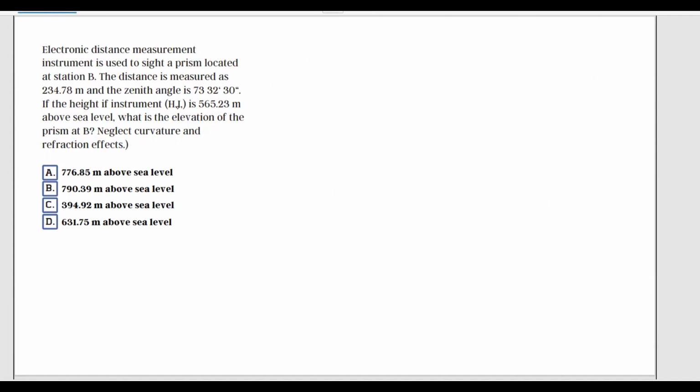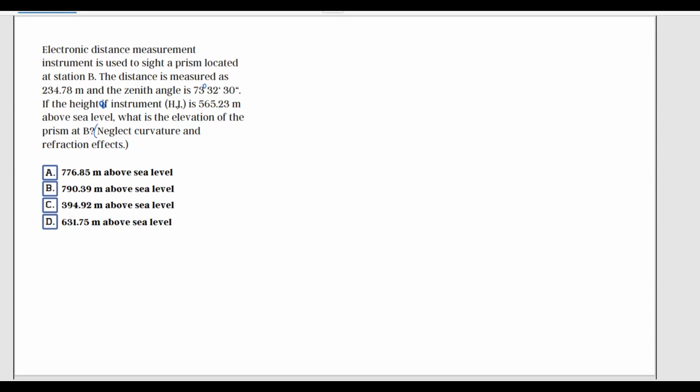An electronic distance measurement instrument is used to sight a prism located at station B. The distance is measured as 234.78 meters, and the zenith angle is 73 degrees, 32 minutes, 30 seconds. If the height of instrument, mistake here, is 565.23 meters above sea level, what is the elevation of the prism at B? Neglect curvature and refraction effects.